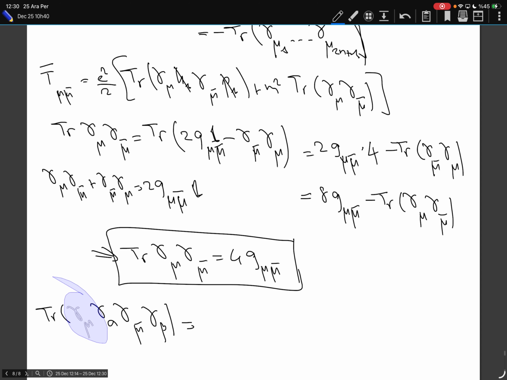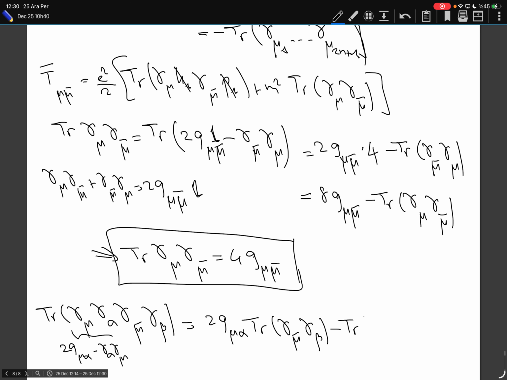Again, I will pick gamma mu. I will move it all the way to the right by using the anti-commutation relationship of gamma matrices. So gamma mu, gamma alpha is twice g mu alpha minus gamma alpha, gamma mu. So that trace is equal to twice g mu alpha, trace of gamma mu bar, gamma beta, minus trace of gamma alpha, gamma mu bar, gamma beta.